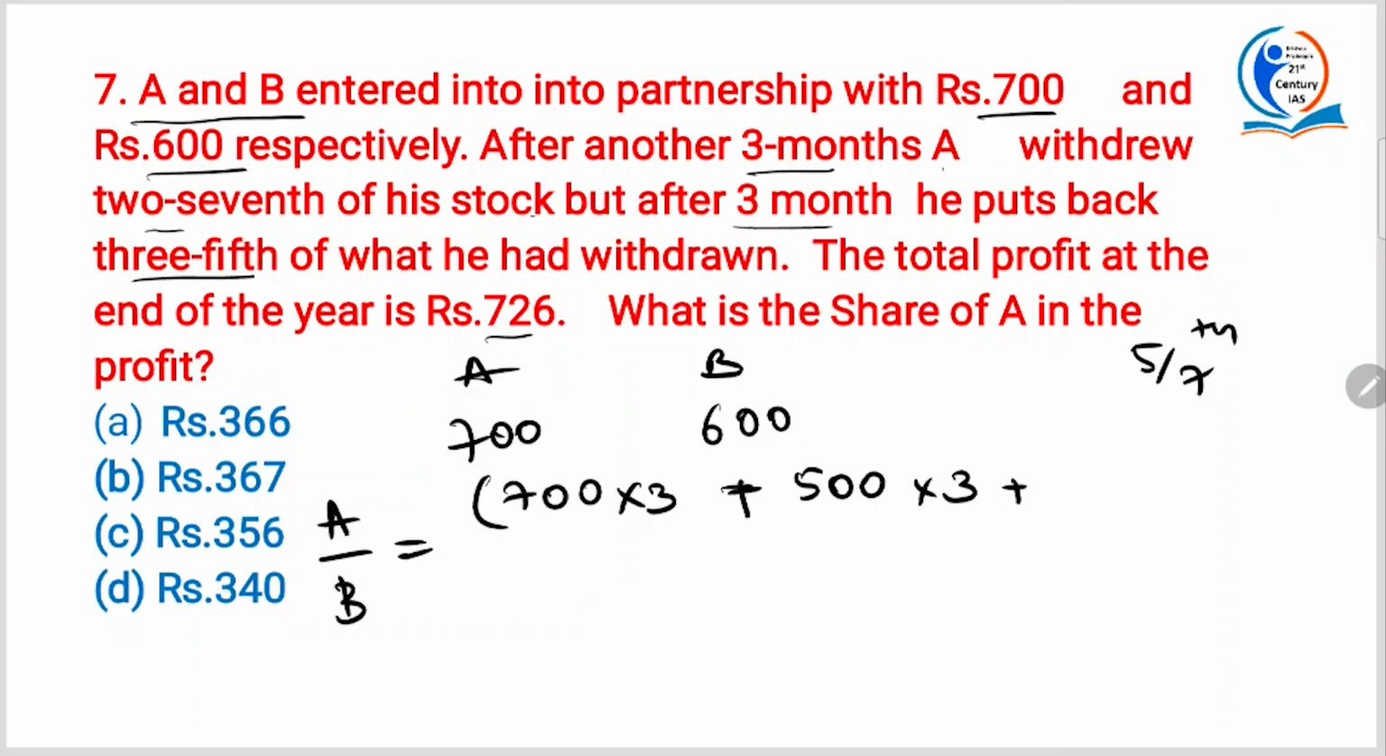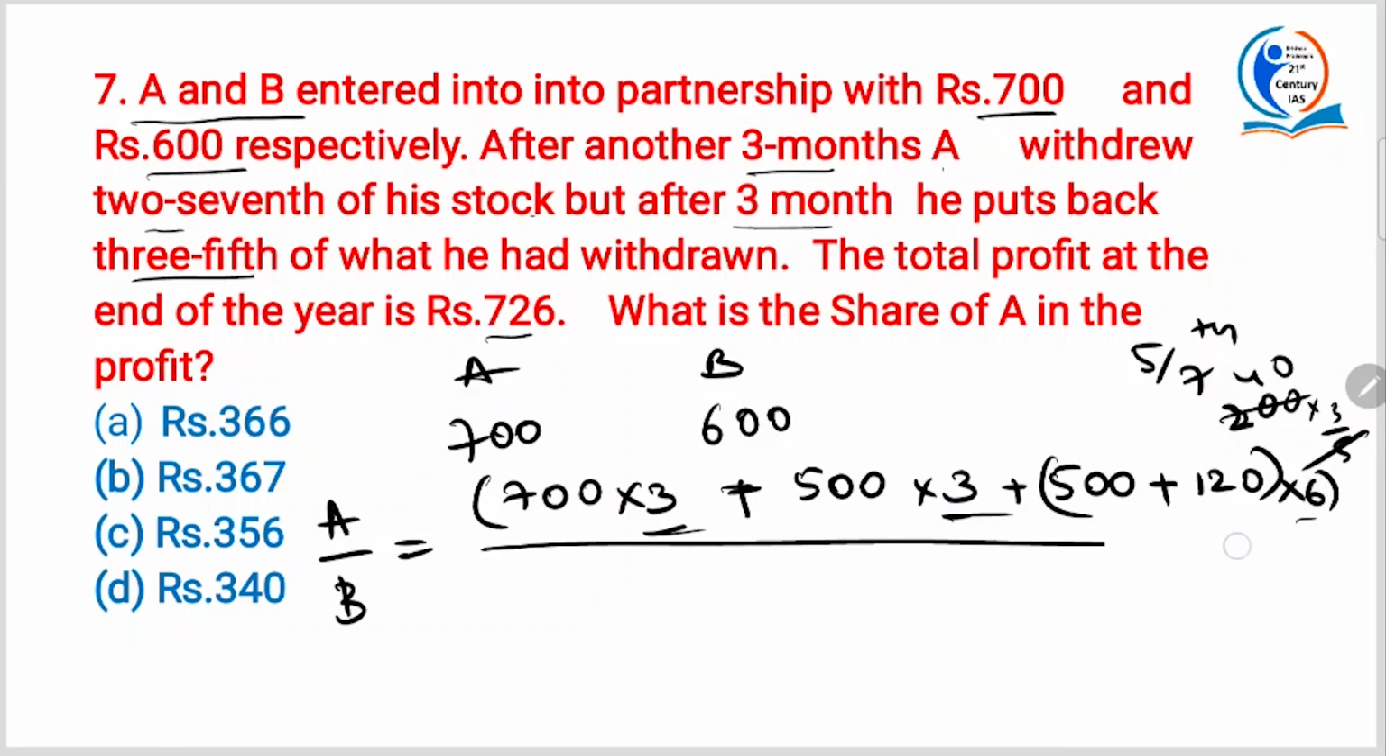What happened after 3 months plus 3 months? That is 6 months. After 6 months, this 500 was there, and he puts back 3/5 of what he had taken. He had taken 200 rupees, right? So he is putting back how much? 3/5 of this one, so 120 is put back. And this is invested for the rest of 6 months, because 6 months are done, another 6 months are there in a year. This is A's case.